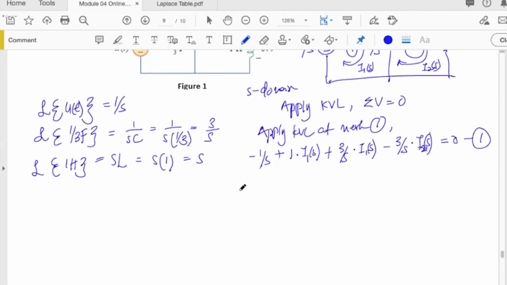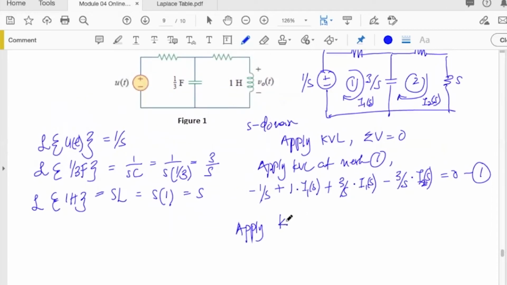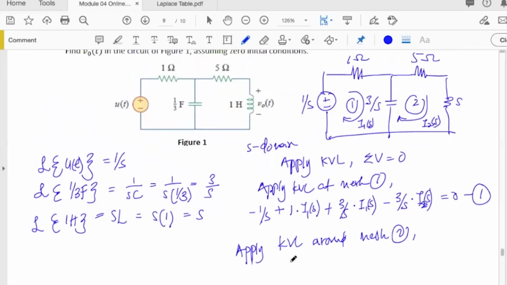Next, we apply KVL around mesh 2. If you apply KVL around mesh 2, we can start with 3 over s multiplied with I2(s), minus the current from mesh 1, so 3 over s I1(s), plus the voltage drop inside the 5 ohm resistor, so we have 5 multiplied with I2(s).